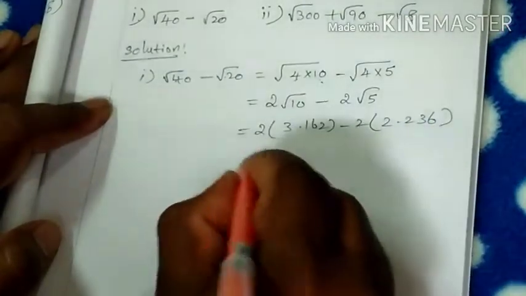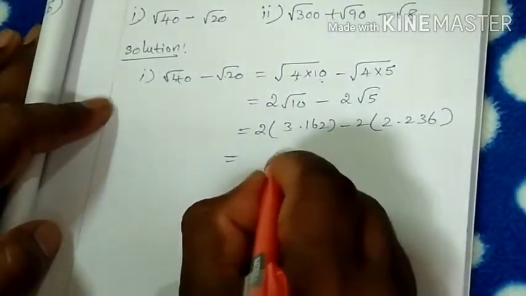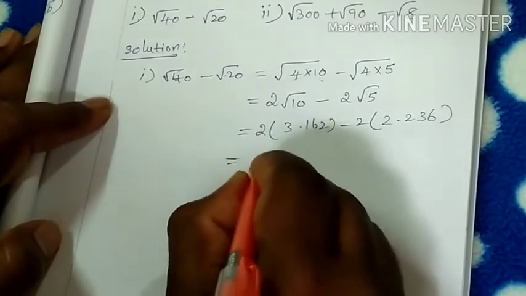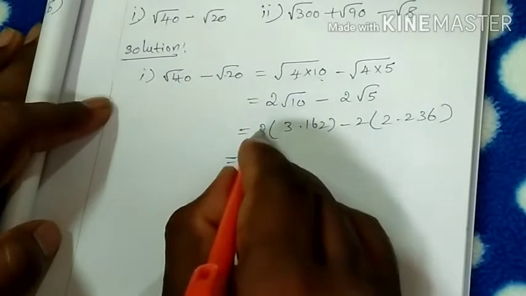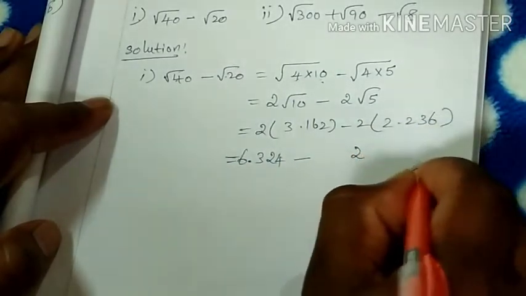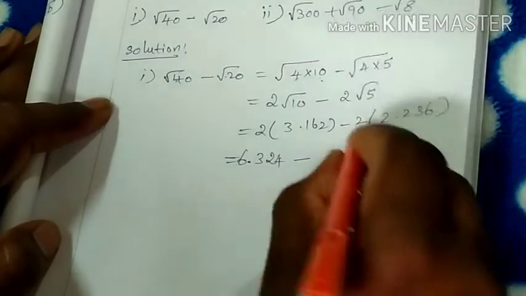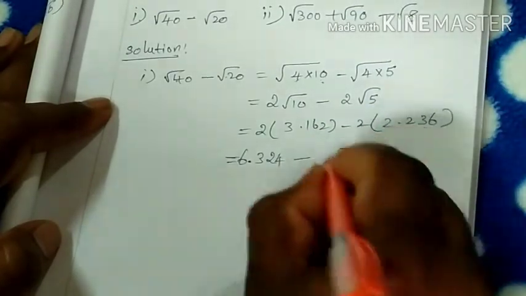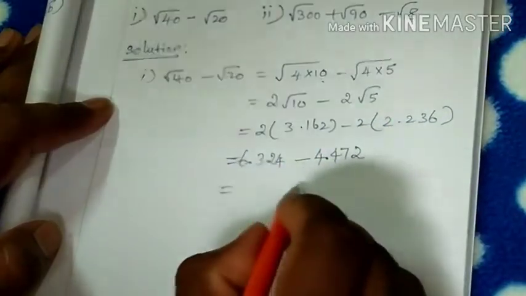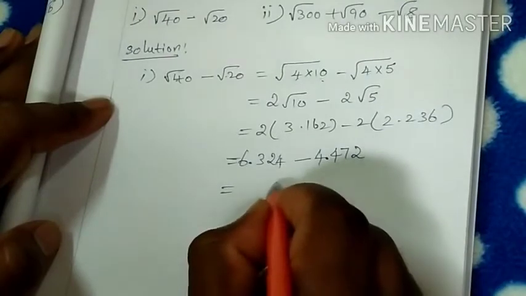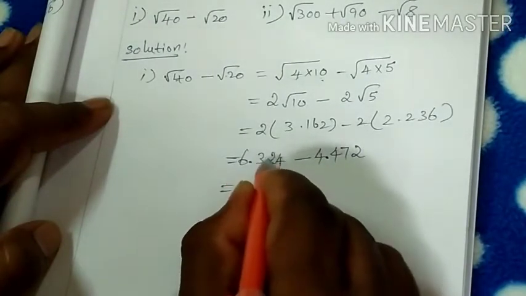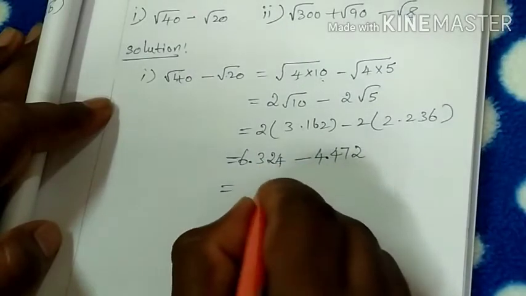2.236. Okay, so multiplying these two numbers, 2 2s are 4, 2 6s are 12, carry 1, 1 2 is 2, 2 plus 1, 3. Then decimal point, 2 3s are 6, 2 6s are 12, carry 1, 2 3s are 6, 6 plus 1, 7, 2 2s are 4, 2 2s are 4. Making the subtraction, we get the answer. 4 minus 2, 2, 2 minus 7. That is making the transformation, we get 12. 12 minus 7 is 5.